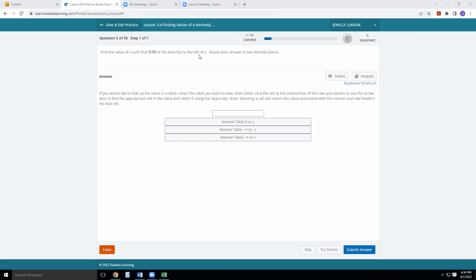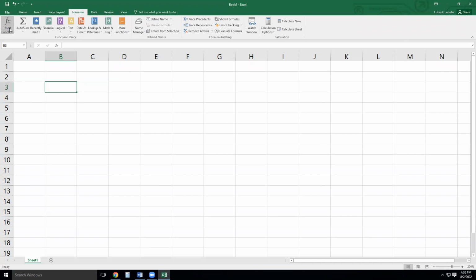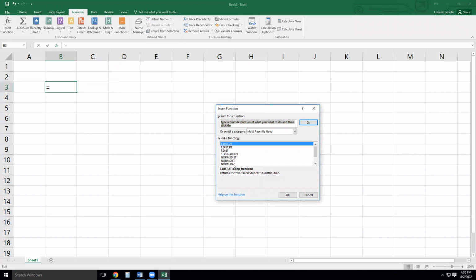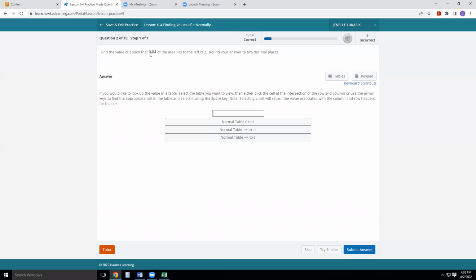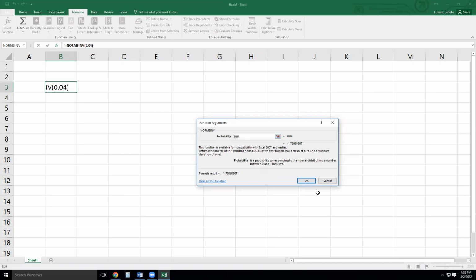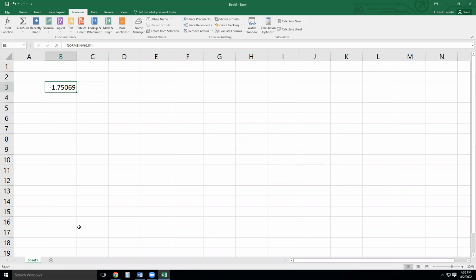So when you see "to the left" or "less than," you're going to find this formula in Excel in the formulas tab. That's called the NORM. I've got to type it in because it's not on my list here. NORM.S.INV, S inverse, for inverse. Not the regular NORM.INV, the one with the S in it. So what you do is you give the probability and it'll give you the Z value that goes with it. All you're doing here is, we want the probability, or the area to the left, to be 0.04. So we type in 0.04 and it'll tell us the Z value that goes with it to the left. So here it's going to be negative 1.75.